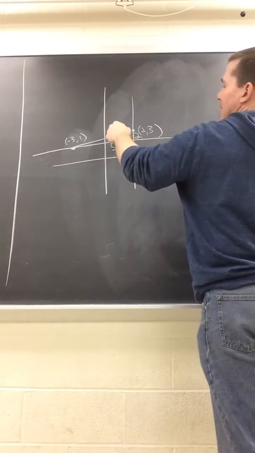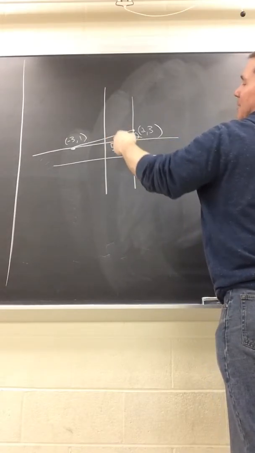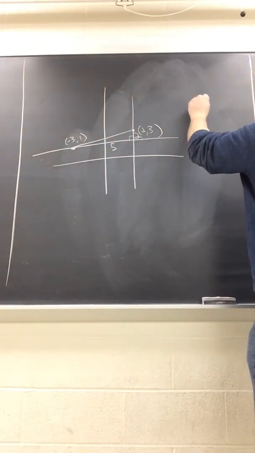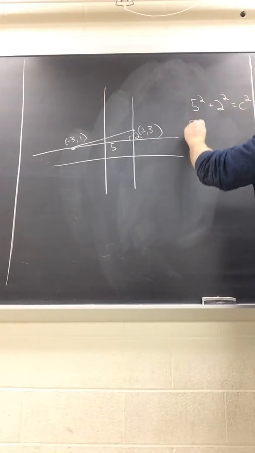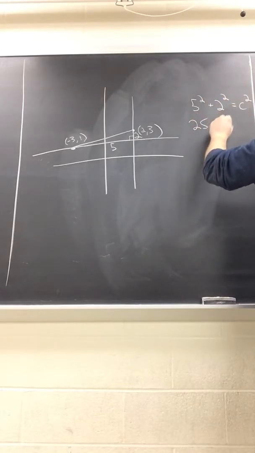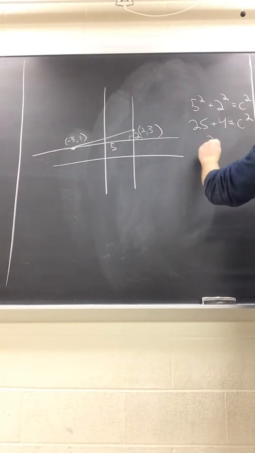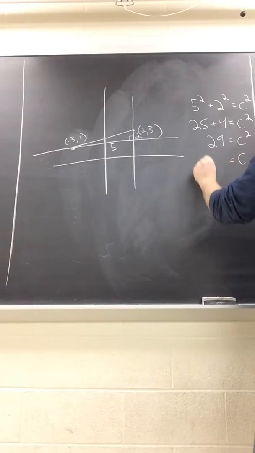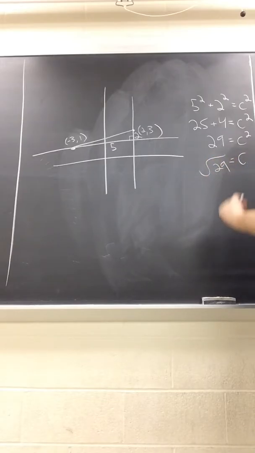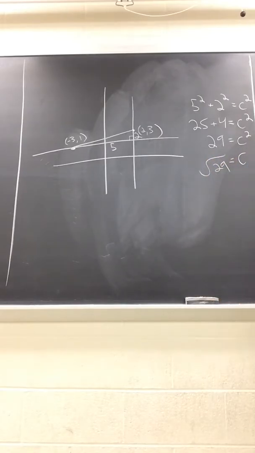Now I just need to find the hypotenuse right here. Pythagorean theorem says 5 squared plus 2 squared equals c squared. 5 squared is 25, 2 squared is 4. 25 plus 4 is 29. So c squared is 29, which means c equals the square root of 29. And we're done. Nice and simple.